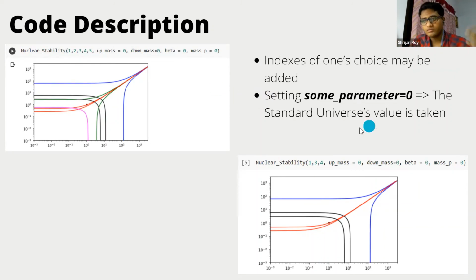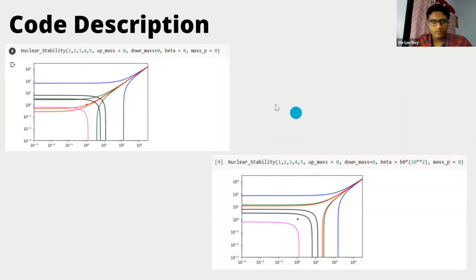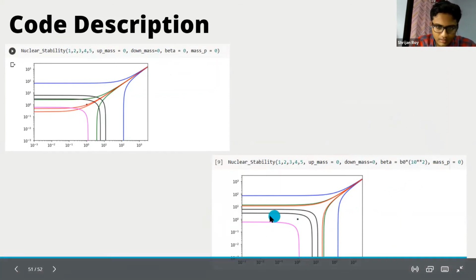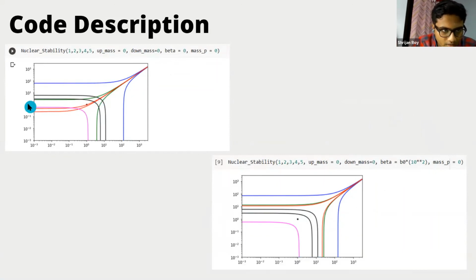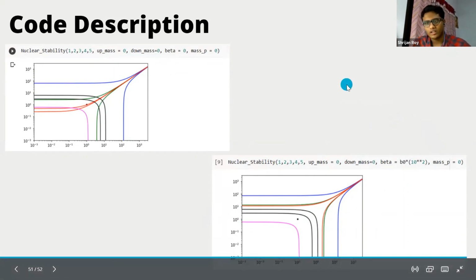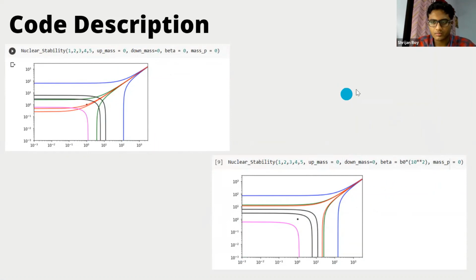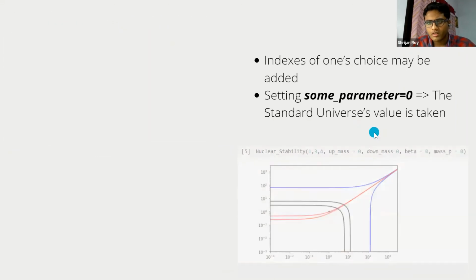But what if earlier we considered beta equal to beta 0 into 10 to the power 2? What about that? For that, just like all other things being the same, we just put beta equal to the value we want, and the value of beta 0 into 10 to the power 2 shall be taken. So yeah, and we may see that this is the plot that we were getting there, and we may shade this region here and this region here accordingly. The user may plot that accordingly. So yeah, that's all about the code description, and thank you. Yeah, thank you.